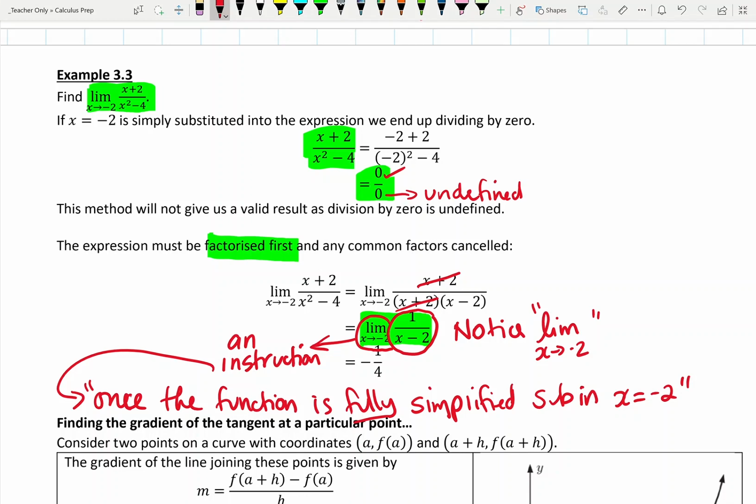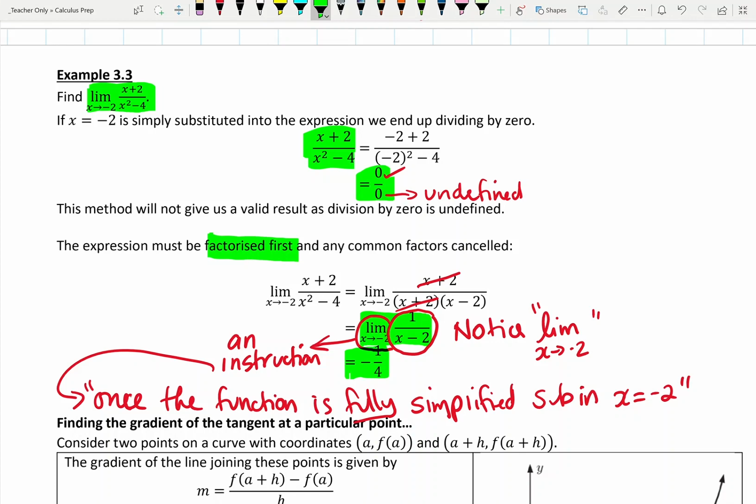So we've got 1/(x - 2). That's our most simple version of this equation. And so we sub in x = -2, and we simply get that the limit is -1/4. So what that means is, and you can graph it, as this function's x value approaches -2, the y value is going to approach -1/4.